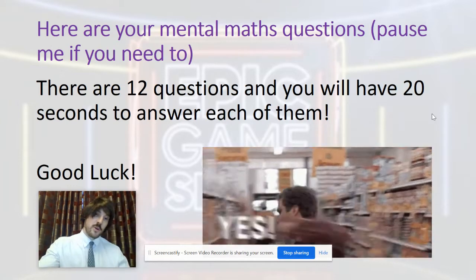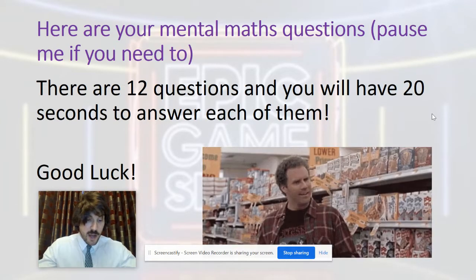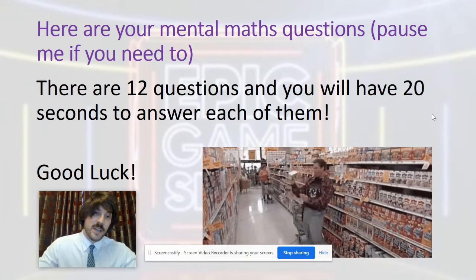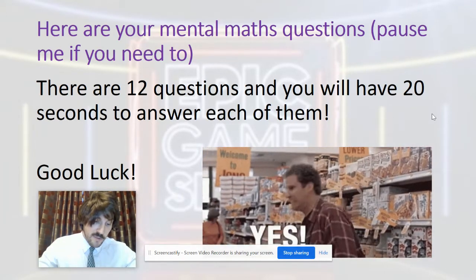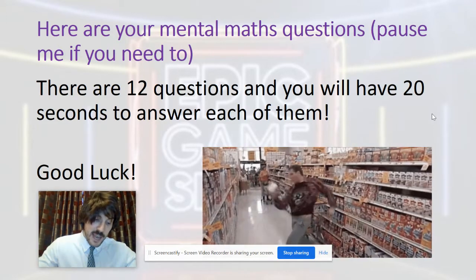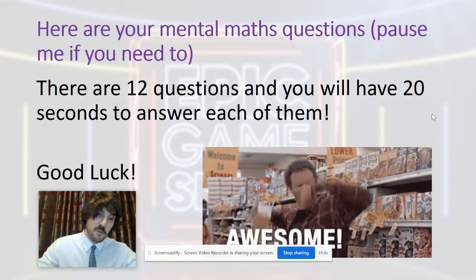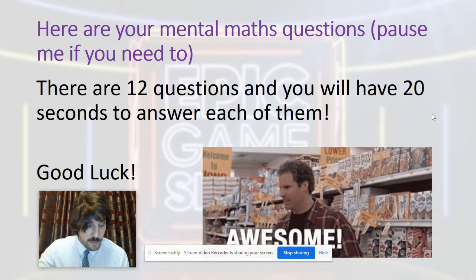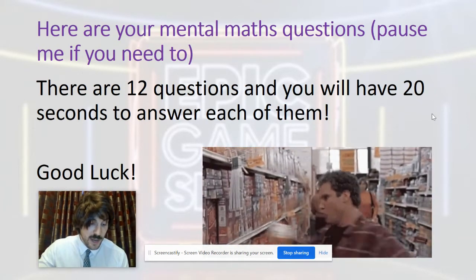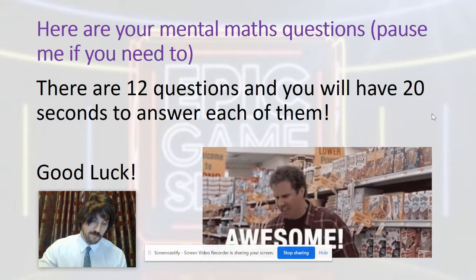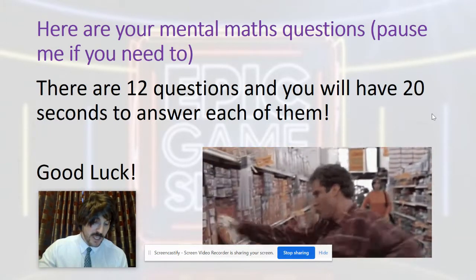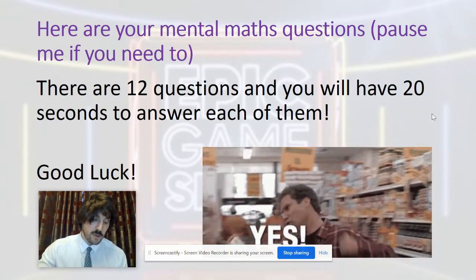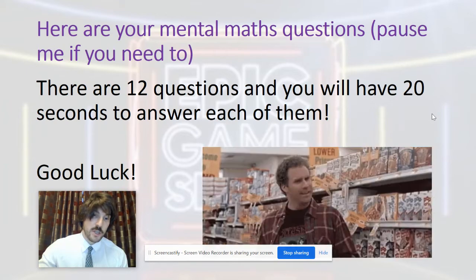Okay, let's go through those answers. Number one, what is 2 less than 179? The answer was 177. Number two, find the product of 5 and 8. 5 times 8 is 40. Number three, how many 10-pence stamps can I buy with 60 pence? You could have bought 6. Number four, what is 543 rounded to the nearest hundred? You should have rounded that down to 500.